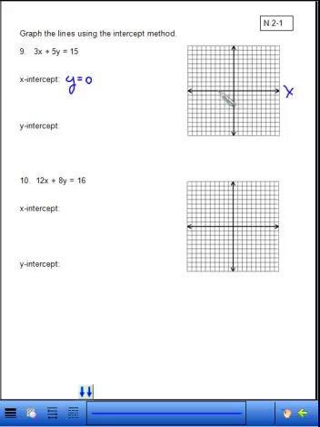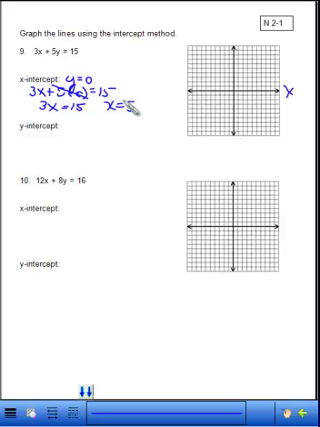And no matter what coordinate of the points you have here, for example, this is (2, 0), you have (10, 0), you have (negative 5, 0). The y is always 0 if it's on the x-axis. So then we can just make our y 0. We have 3x plus 5 times 0 equals 15. So that gives me 3x equals 15, because anything times 0 is 0. And so x equals 5.